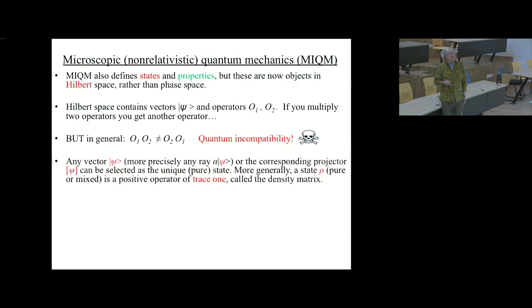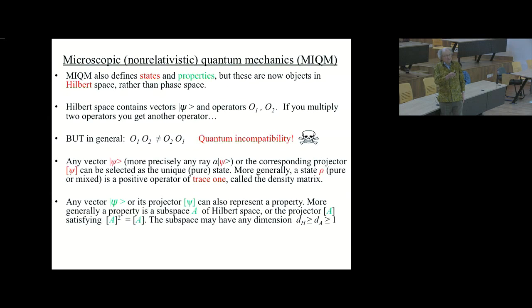But let's try to go ahead with the program. Any vector, more precisely array, you can always multiply it by a factor, or the corresponding projector onto that vector, can be selected as the unique state. More generally, a vector or its projector is a pure state. More generally still, a state is just an operator rho, a positive operator of trace 1, and that's called a density matrix. So the state is, in general, a density matrix, and let's just focus on the subclass of density matrices that are one-dimensional and are just pure states represented by just a vector in Hilbert space.